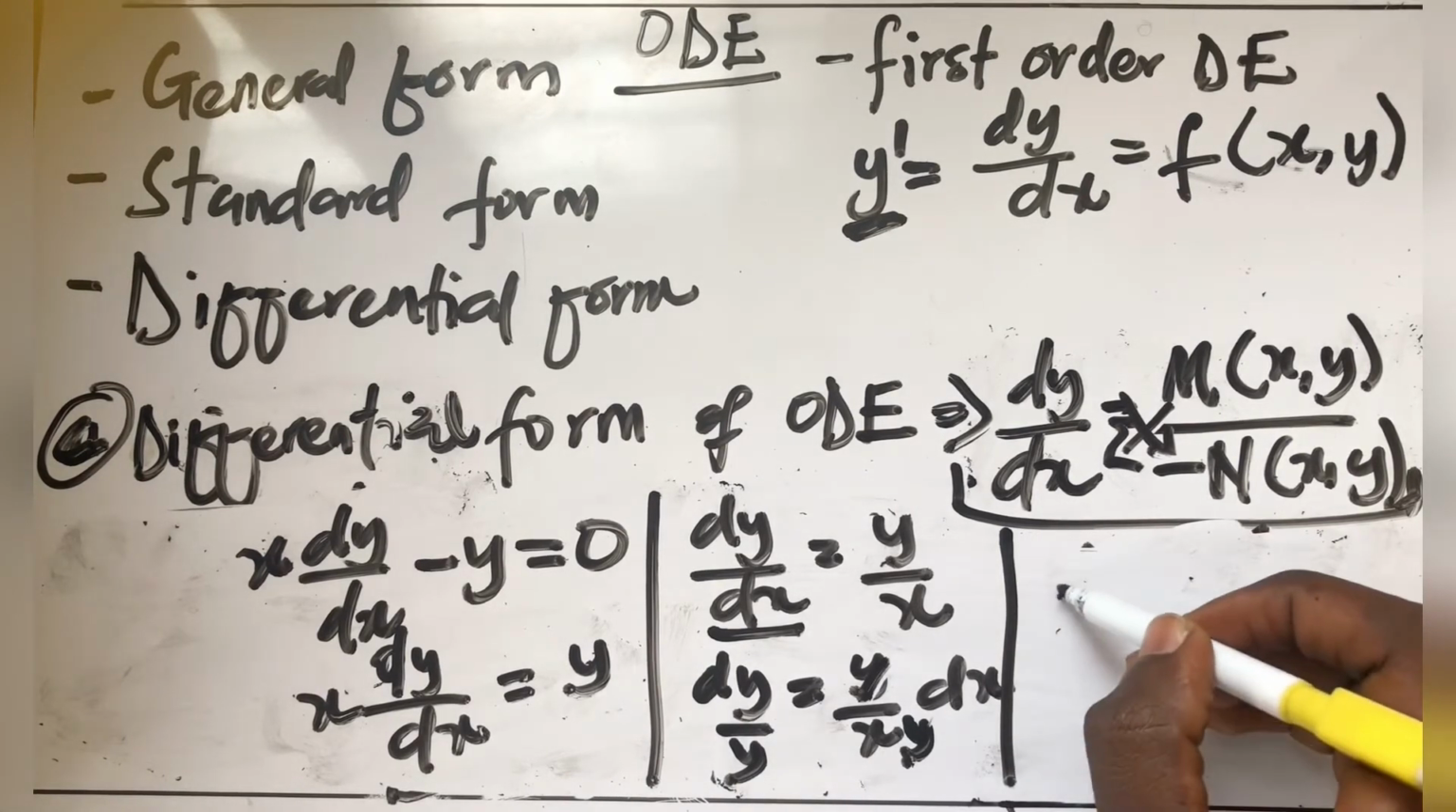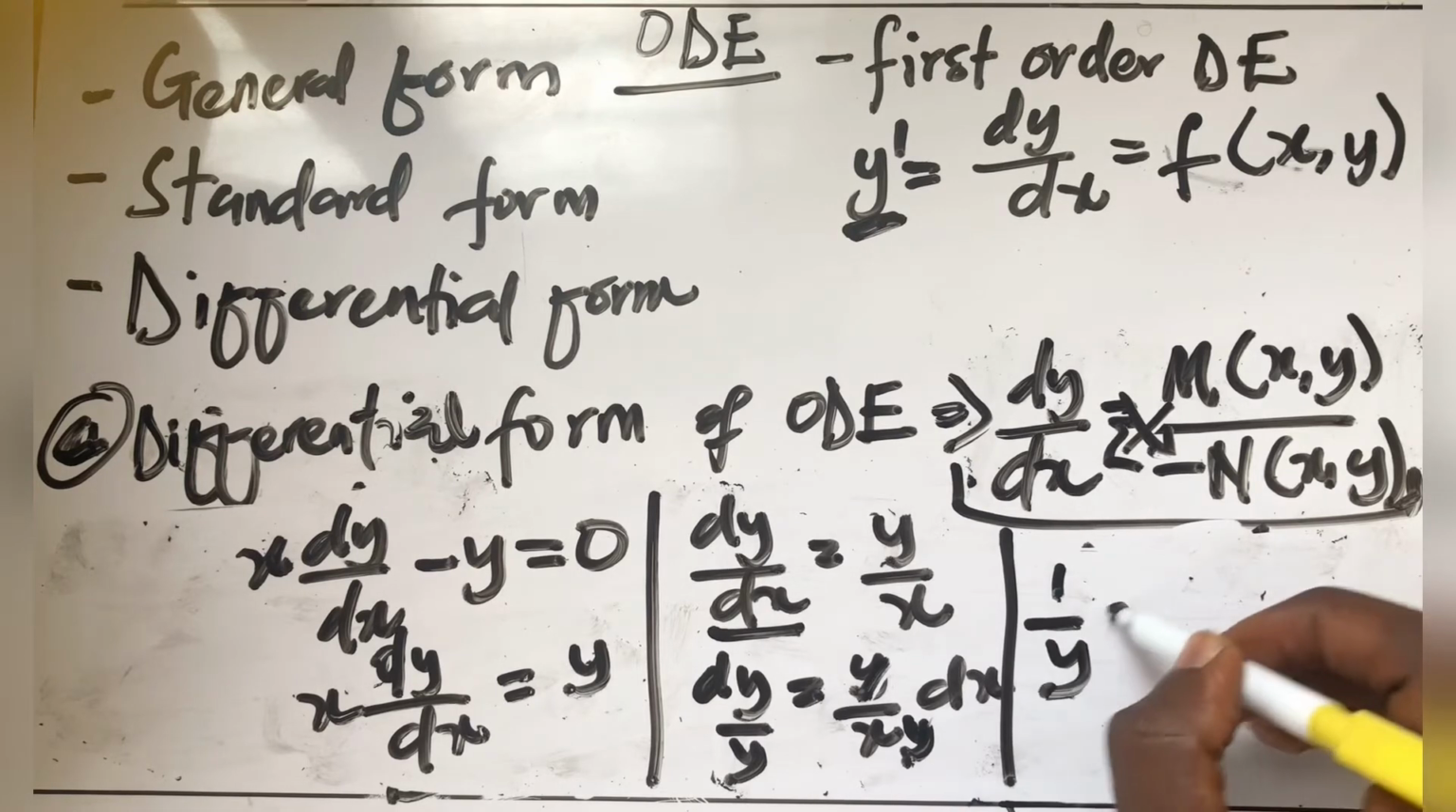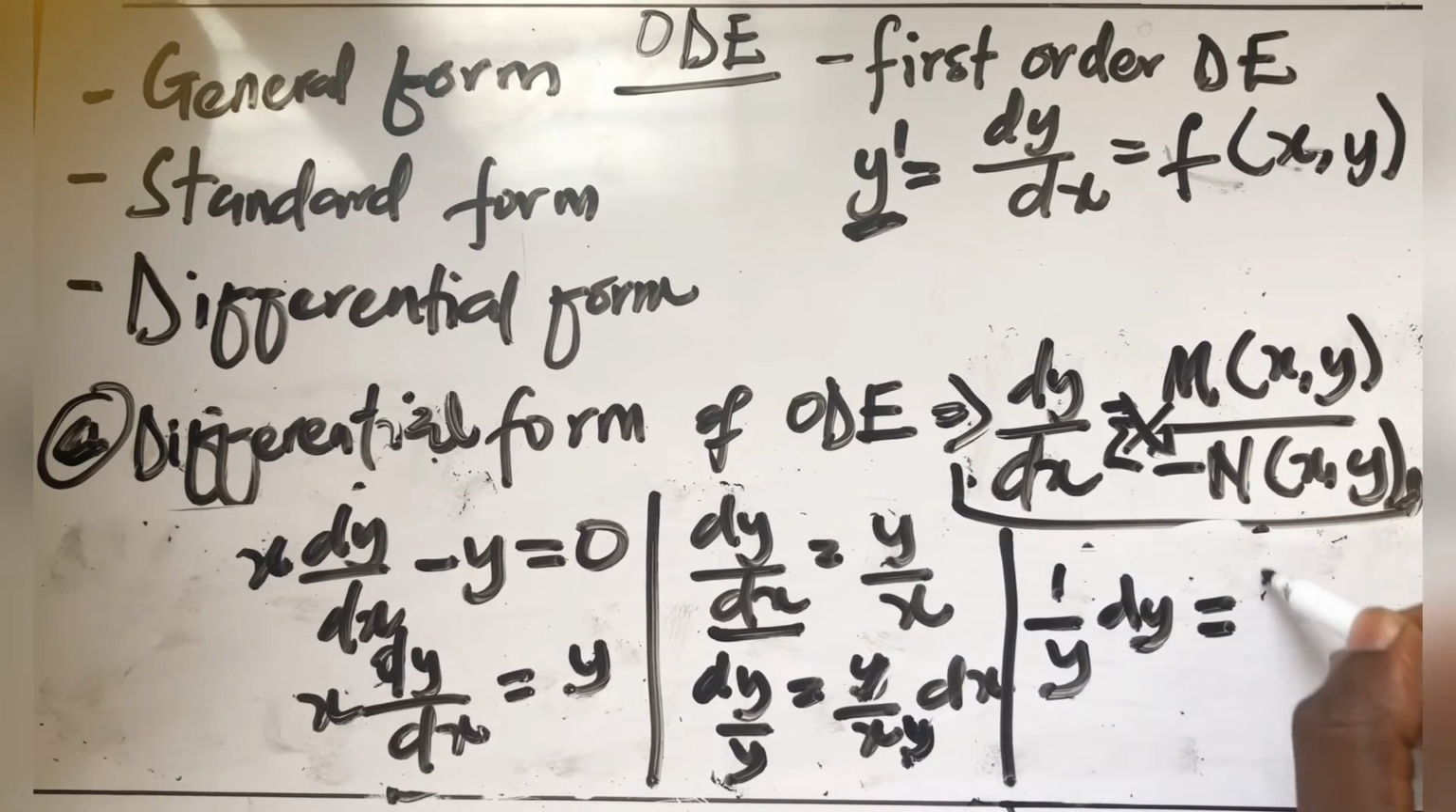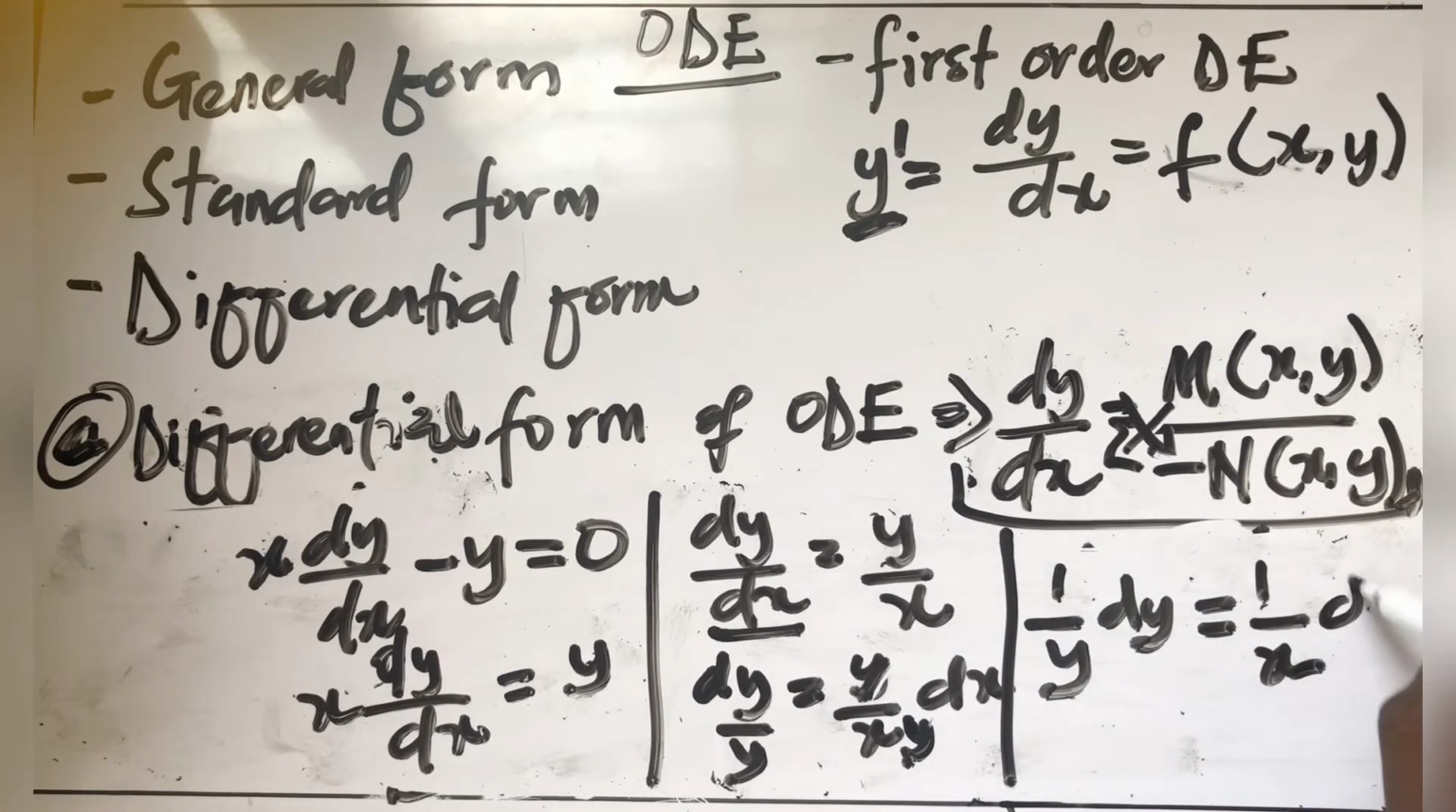So we have 1 over y dy equals 1 over x dx. When you divide here by here, we'll get 1 over here. We don't write that one, but in case you are writing it in this differential form, this is how it will look like.